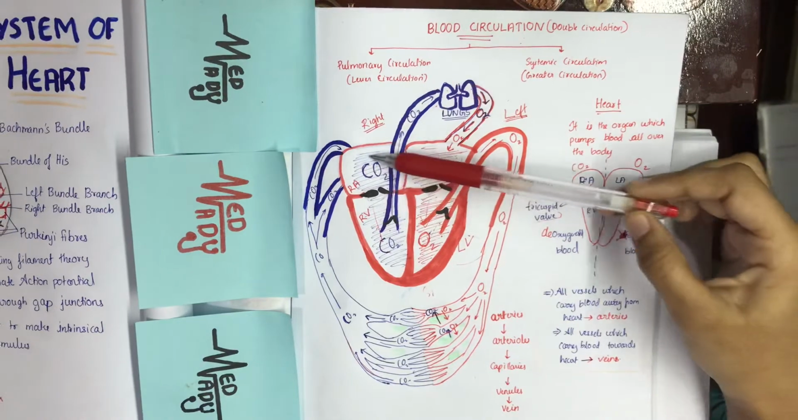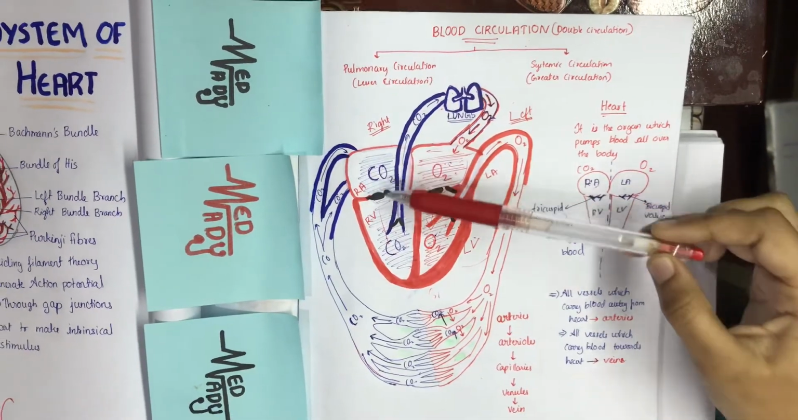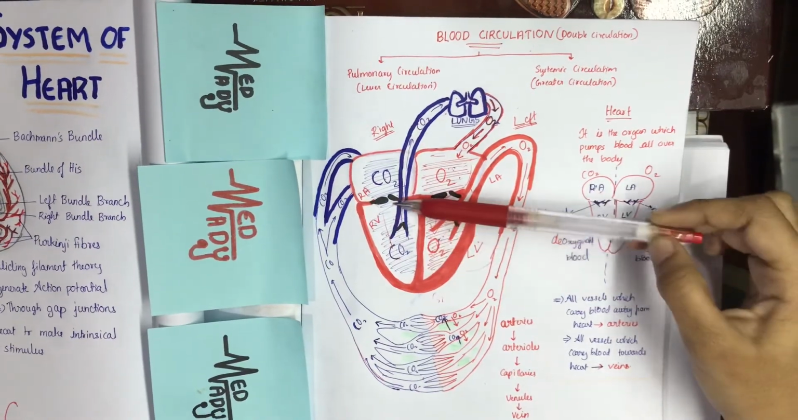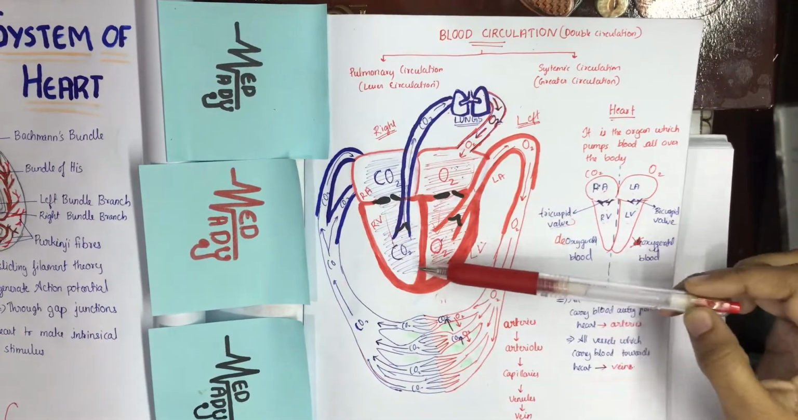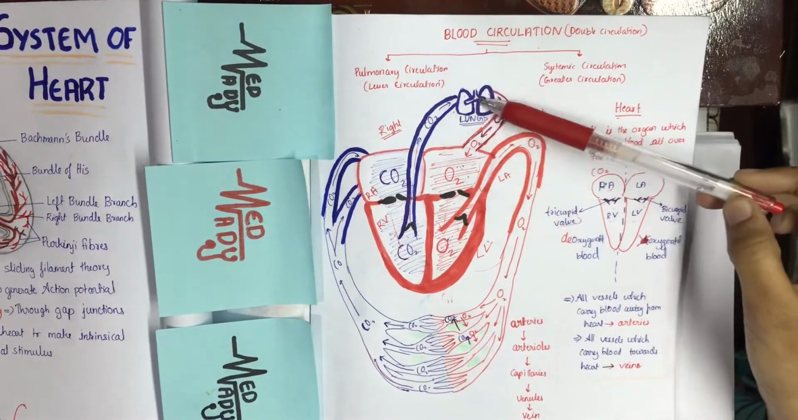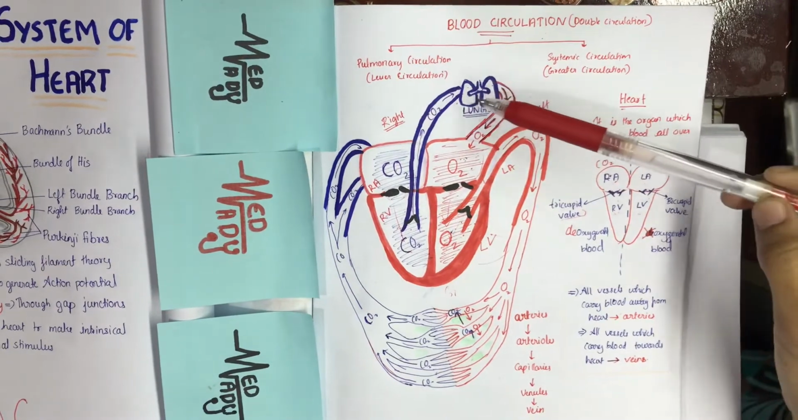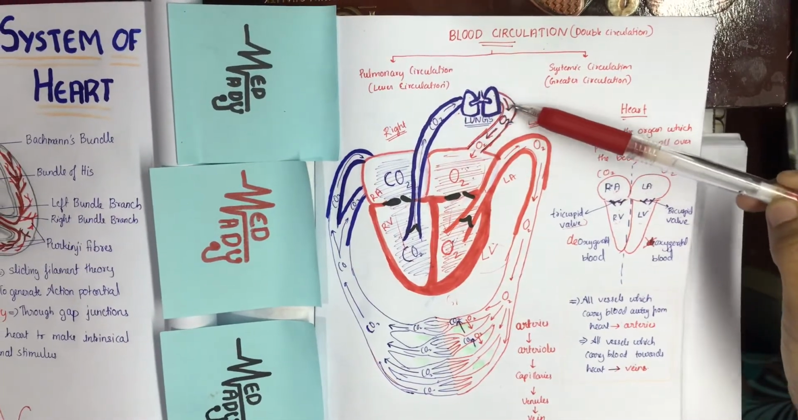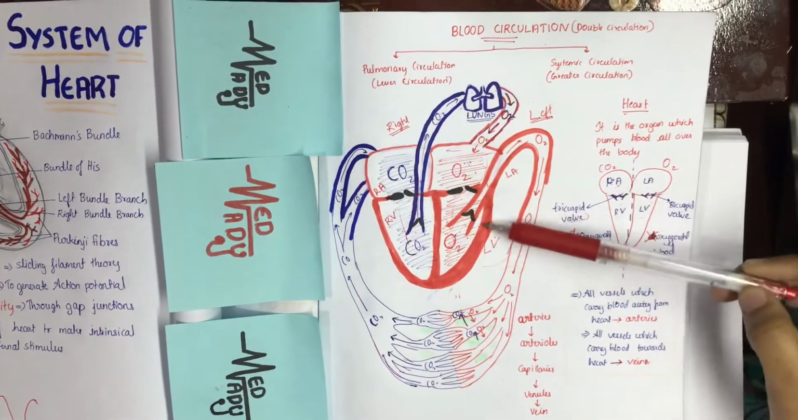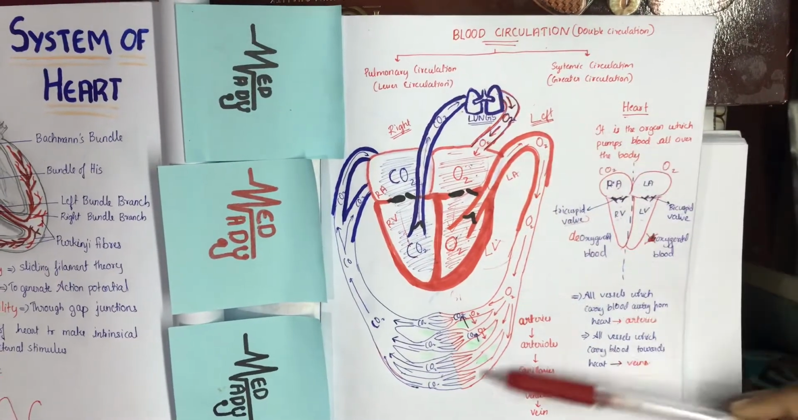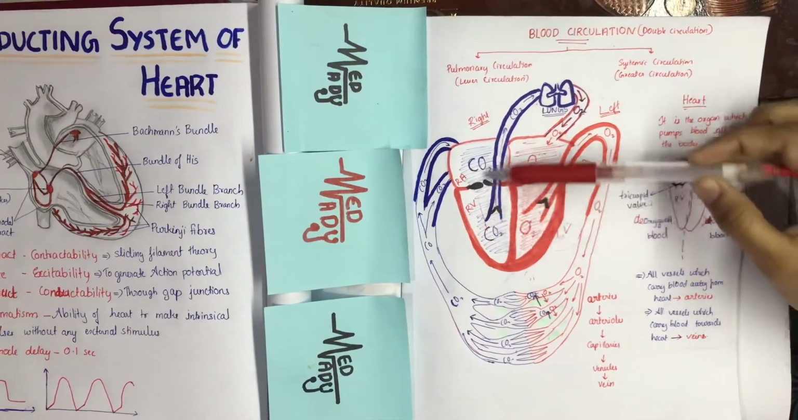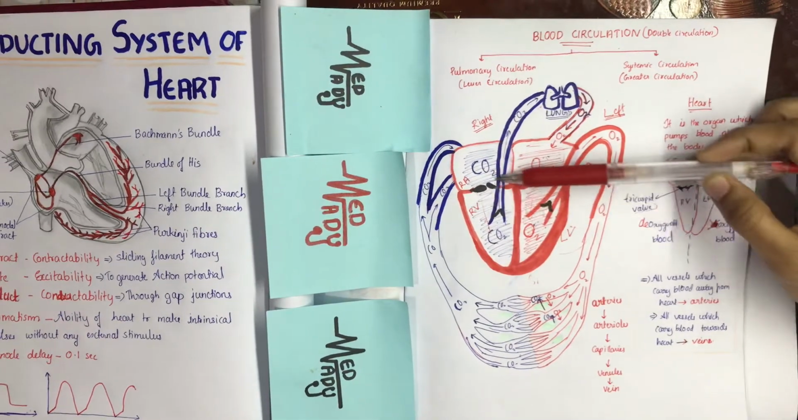So the blood reaches the right atrium, and this blood is deoxygenated, and this blood reaches the right ventricle, and from the right ventricle the pulmonary artery takes the deoxygenated blood to the lungs, and in the lungs the deoxygenated blood becomes oxygenated, and the oxygenated blood reaches the left atrium and it fills the left ventricle, and the cycle again continues.